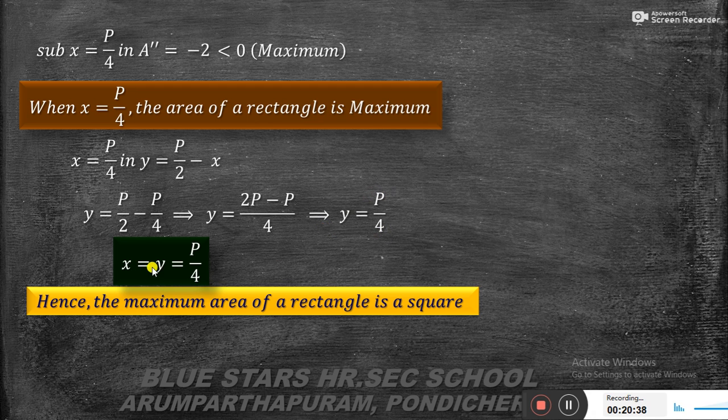Therefore x equal to p by 4, y equal to p by 4. This is the length and the breadth, the dimension of the rectangle. Hence the rectangle of maximum area is a square, because length and breadth are equal. This is the proof.